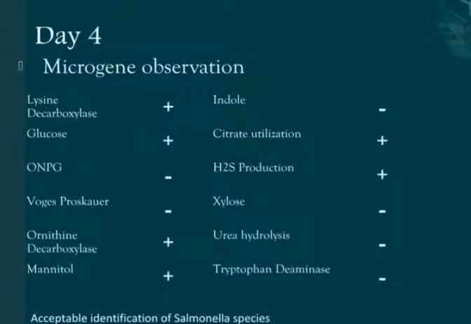On day 4, the lysine decarboxylase gives a positive sign. Glucose will be present. ONPG, Voges-Proskauer: these are the tests that we are doing, and they will check for ornithine decarboxylase and mannitol. It should be present. Indole should be negative, and xylose should be negative. Urea hydrolase should be negative, and tryptophan deaminase should be negative.